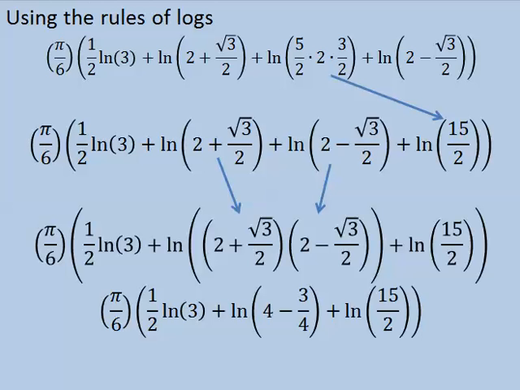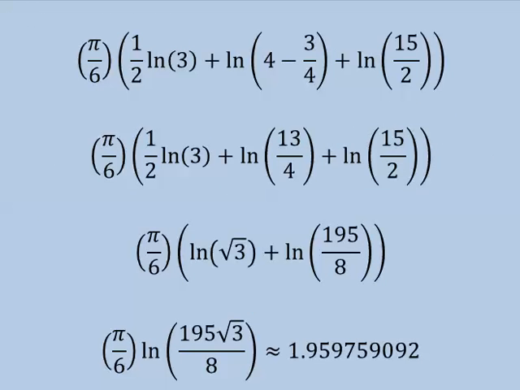Alright, so going from my first line down to my second line, that ln of the product 5/2, 2, and 3/2 just turns into ln of 15 over 2. And then I have 2 other ln's that I'd like to put together with multiplication. And after I multiply, you get the difference of 2 squares, so the radicals are completely eliminated. And keep going. And 4 minus 3/4 is 13/4.